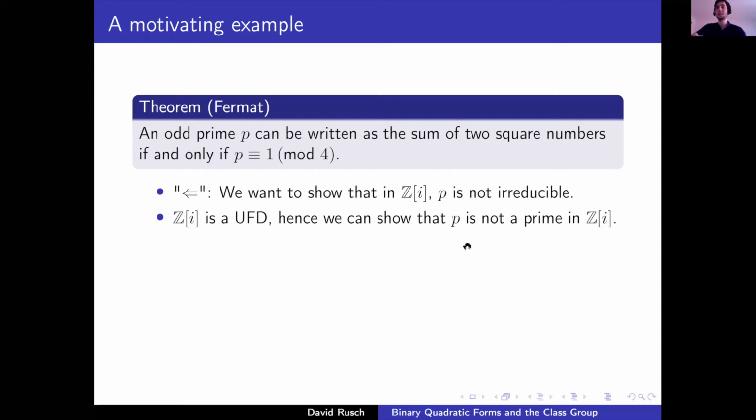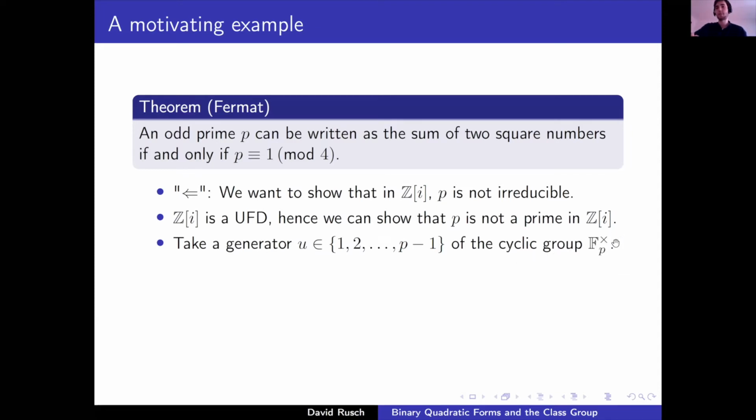Well, this just means we need to find two numbers such that P divides the product, but it doesn't divide either of those two numbers. And the way we construct these numbers is also a bit tricky, but it's doable, and we do it as follows. So first of all, we take a generator of the cyclic group of units in the field F_P.